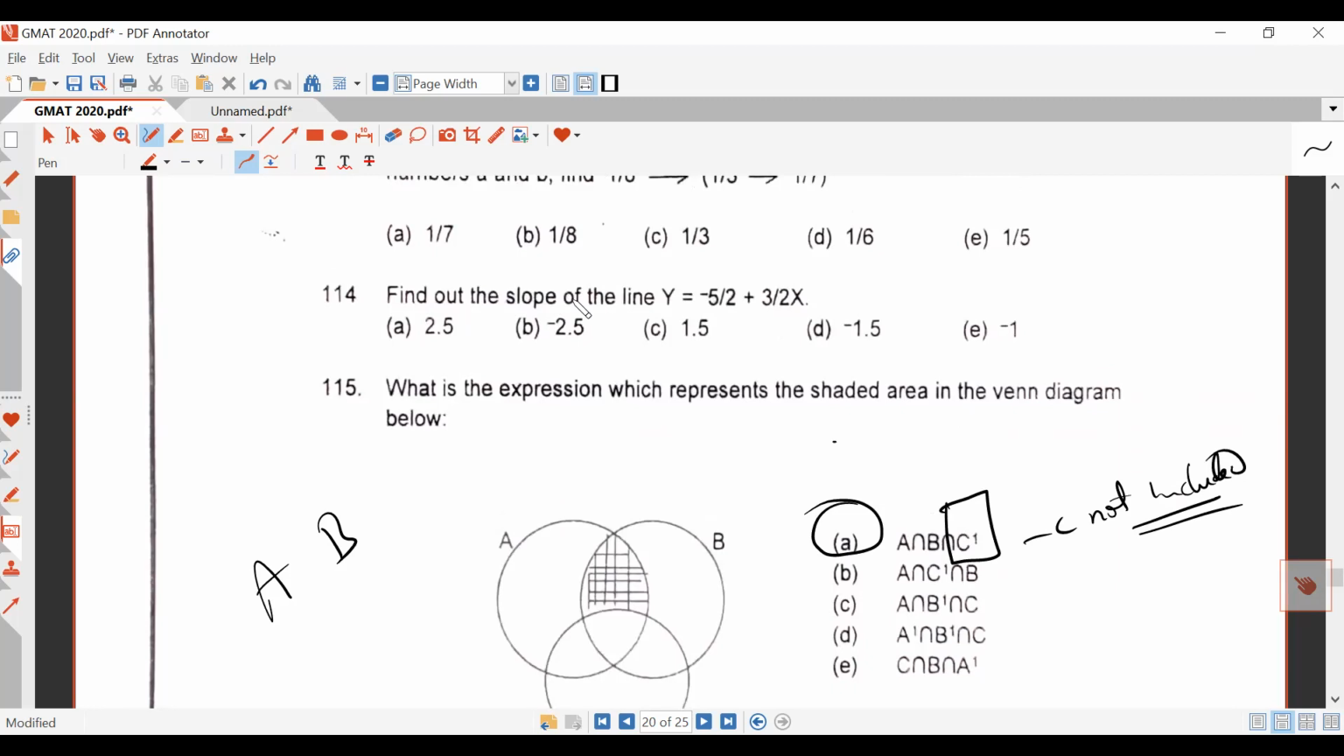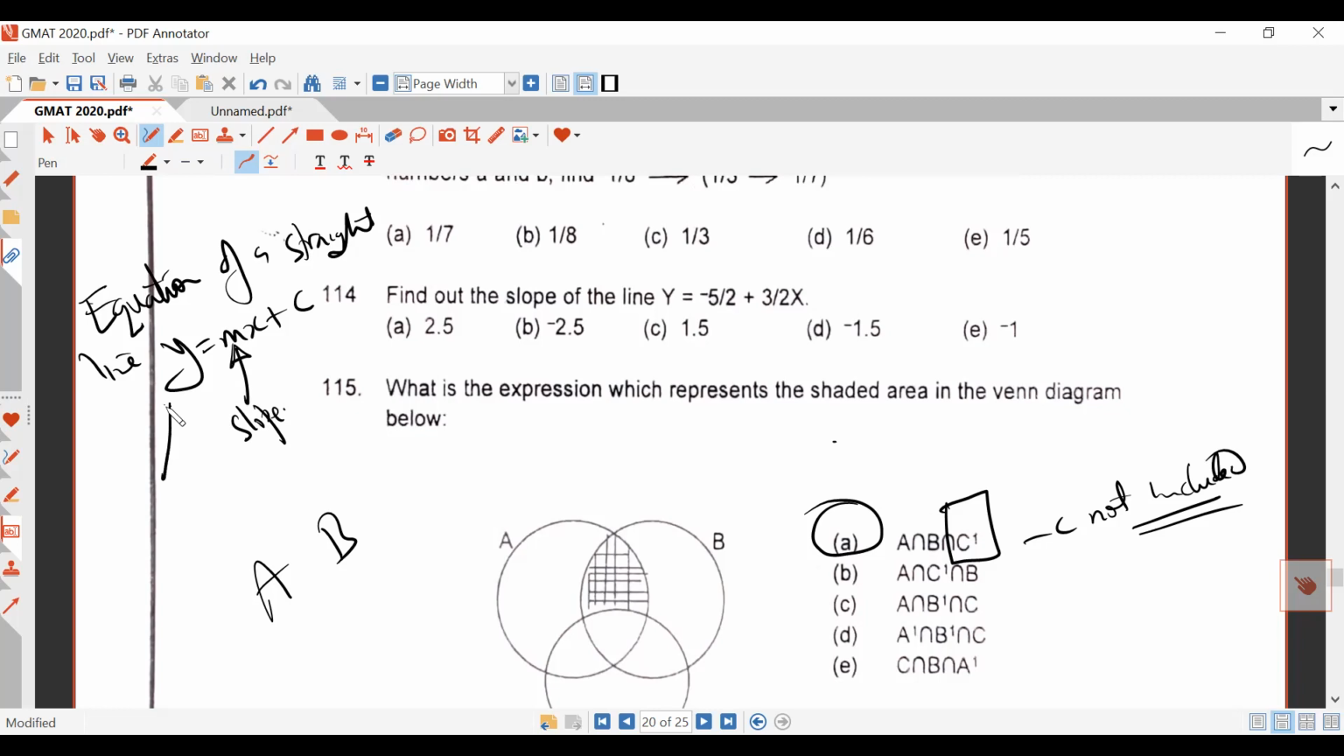Okay. This one is a straight line. Now, one thing that you need to remember about this is that the equation of a straight line is given by y equals mx plus c, where this m here is the slope. And the number before the y must be a one. So there's a one here, which is not shown.